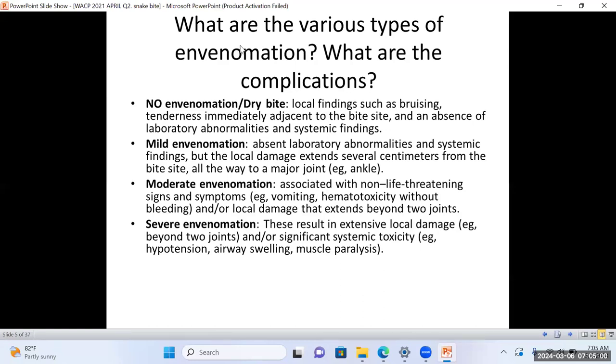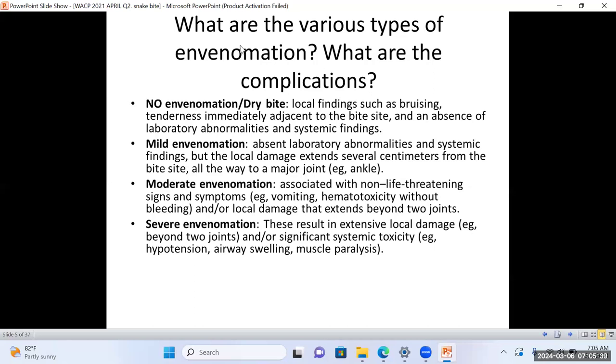Okay, so where you have local findings, such as bruising, tenderness immediately adjacent to the bite site, with absent laboratory abnormalities and systemic findings. For the mild envenomation, the patient has local damage extending several centimeters away from the bite site to a major joint. For example, if the bite is on the foot, the swelling and other local symptoms may spread to the ankle joint. Then, in this mild envenomation, there are still no laboratory abnormalities or systemic findings.